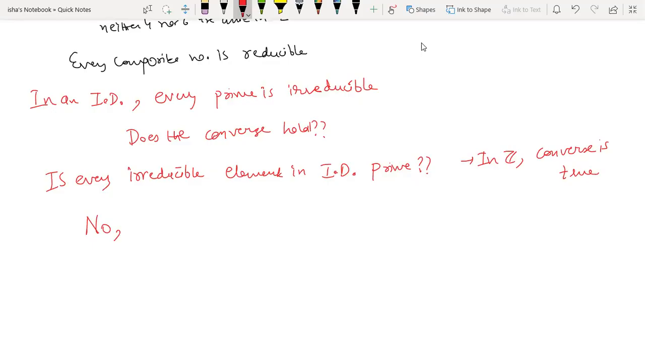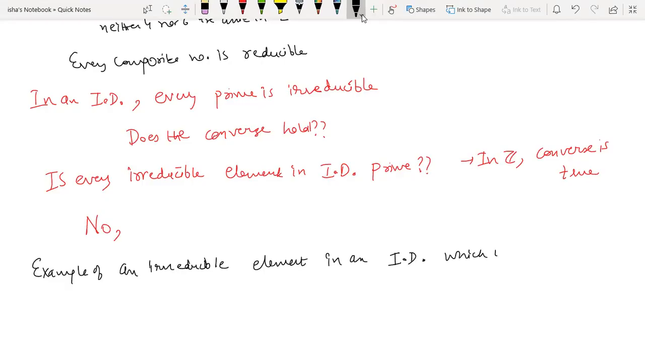Okay, so now I'm saying this is no. So now we need to prove this one. Prove this one means I need to give you an example of an irreducible element in an integral domain which is not prime.